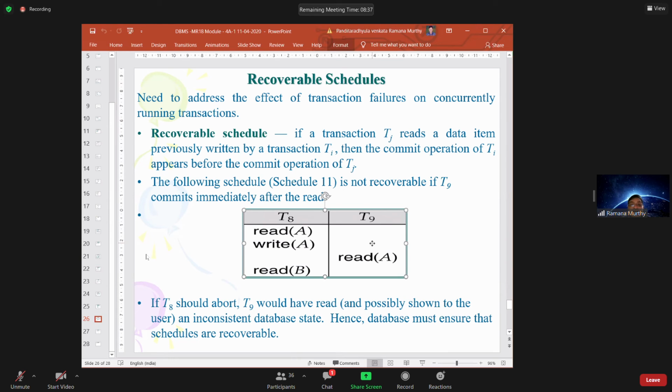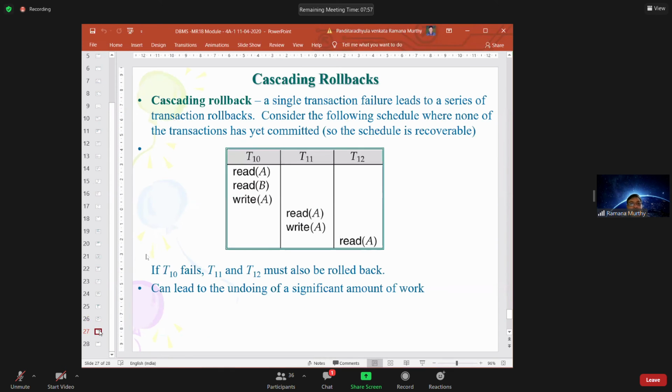If you finalize TA first, then T8, because a value modified by TA is being read by T9, in such a case we must always first finalize T8, then only finalize T9. If T8 is aborting, you have to cancel T9, but unfortunately that is already modified. We can't recover our original value. Hence this particular schedule we call a not recoverable schedule.